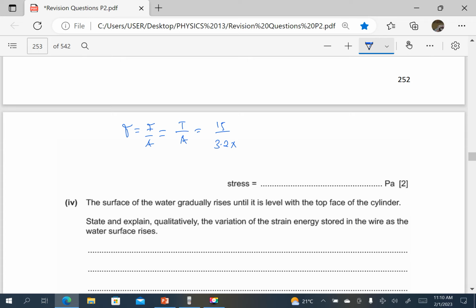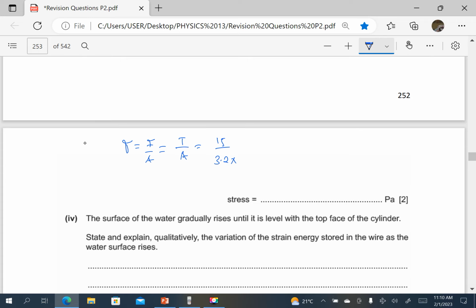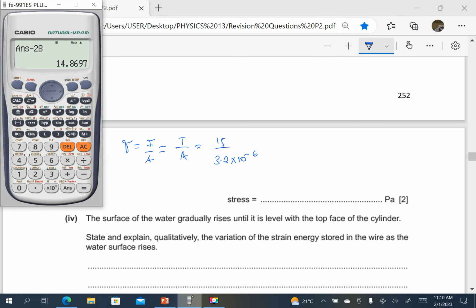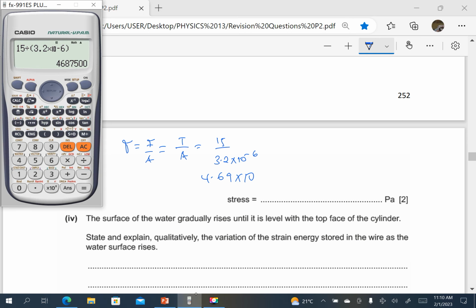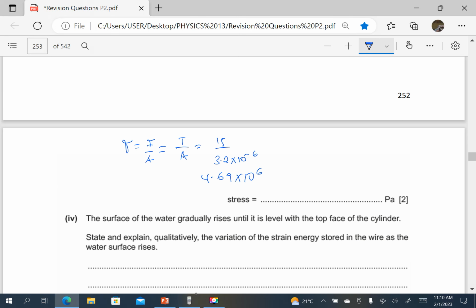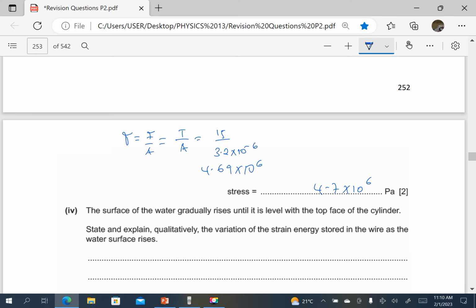Okay, so the stress is going to be 15 over 3.2 times 10 power negative 6, which gives us 15 divided by, open brackets, 3.2 times 10 power negative 6. That is 4.69 times 10 power 6, or approximately 4.7 times 10 power 6 pascals.